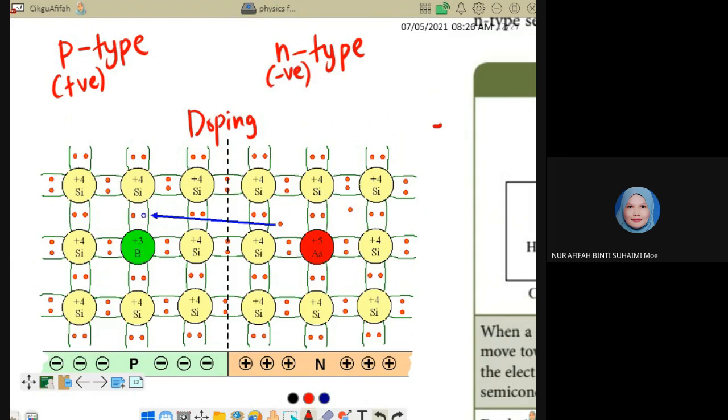And then to make a diode, we need to combine P and N. P and N combine together to become a diode. To make a diode, we combine positive and negative types, the PN junction.